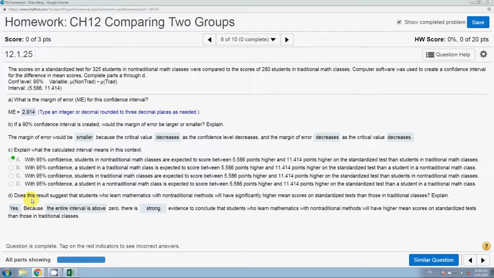Okay, and part D, does this result suggest that students who learn mathematics in non-traditional methods will have significantly higher mean scores on standardized tests than those in traditional classes? And the answer is yes, because here is our interval and 0 is not in the interval. So if there is no significant difference, the 0 should be in your interval. But in this case, your interval does not contain 0. That means the difference is significant.